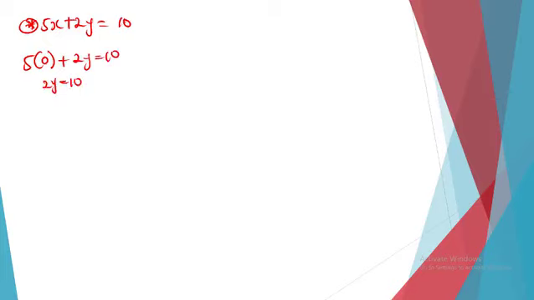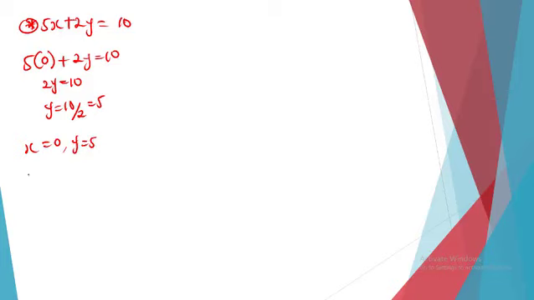Assuming we are given 5x plus 2y to be equal to, let's say, 10. What do we do? We substitute the value of x to be 0. We have 5 into 0 plus 2y equal to 10. This is 0 now, so 2y is equal to 10. Y is equal to 10 divided by 2, which is what? 5. So when x is 0, y is 5. Okay, that's the first value of x.